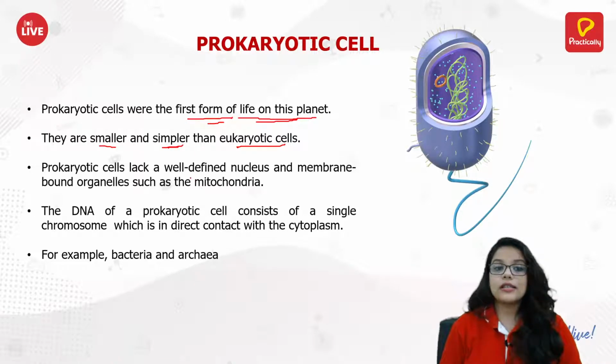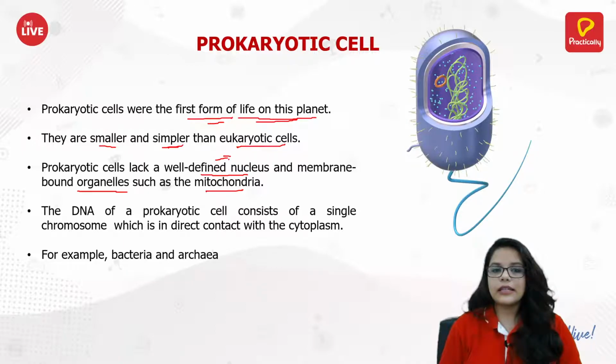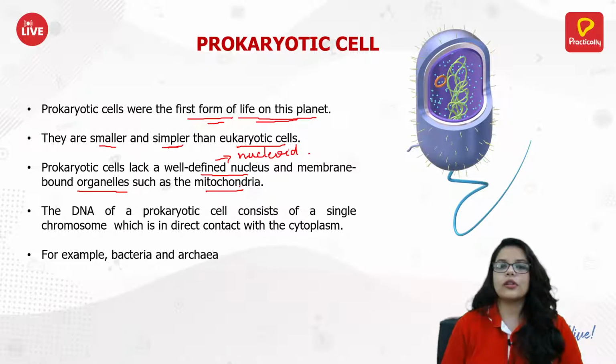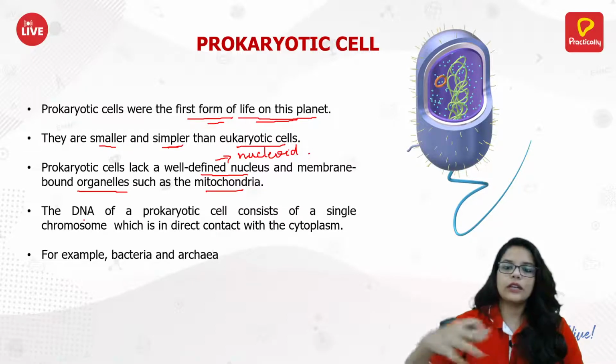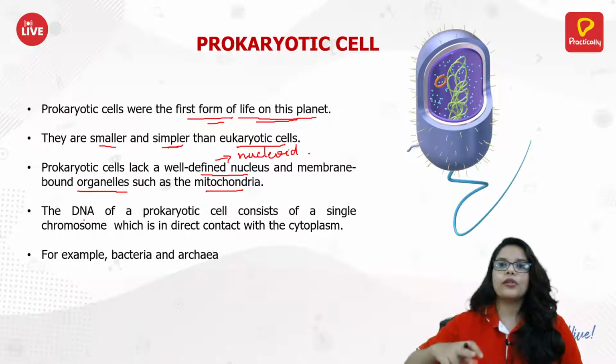Prokaryotic cells lack a well-defined nucleus, and they do not have any membrane-bound organelles; mitochondria and such are not present in the prokaryotic cell. They have something called a nucleoid, which is not a proper nucleus. It is genetic material just floating in the cytoplasm. It's not covered, there is no nuclear envelope and no nucleolus. The DNA of a prokaryotic cell consists of a single chromosome, and it just floats in the cytoplasm.